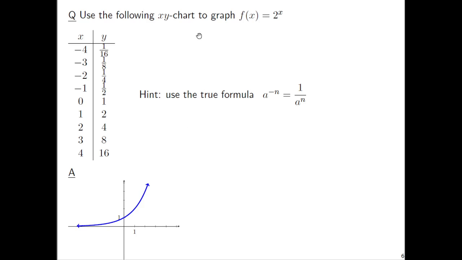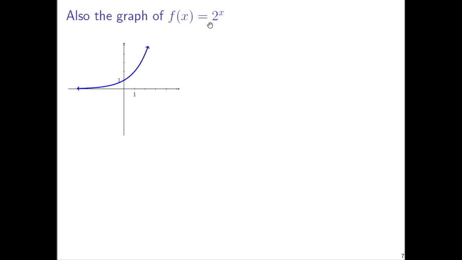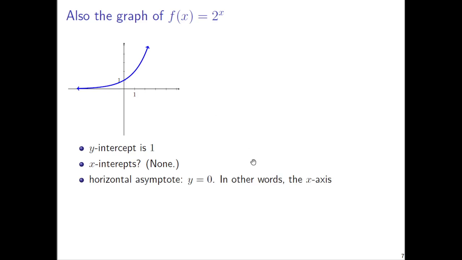So if this is y equals 2 to the x, or f of x is equal to 2 to the x, the graph looks like this, and we should point out some key features. The y-intercept is 1, because 2 to the 0th is equal to 1. The x-intercept, there's actually none. I know the graph looks like there's an x-intercept back here, but it's just because the drawing is too thick, and it looks like it touches the x-axis, but it doesn't actually.